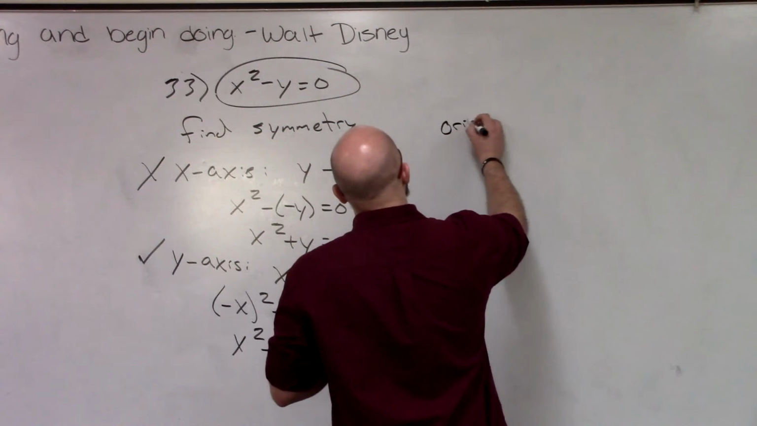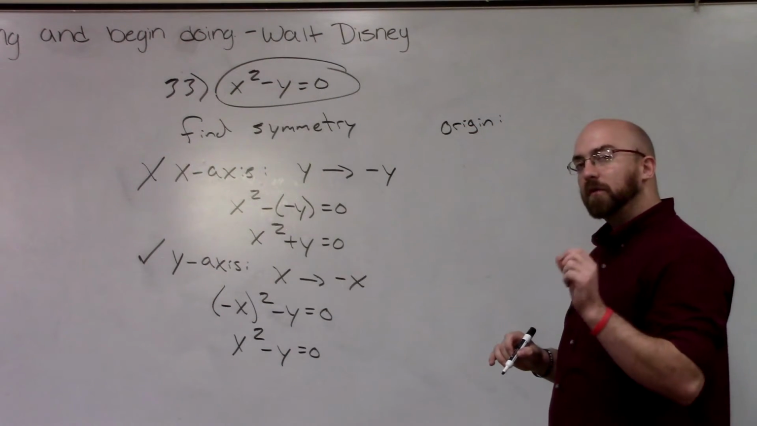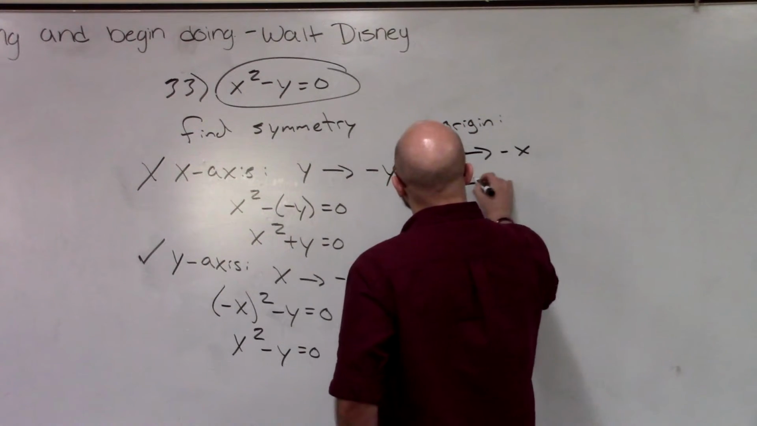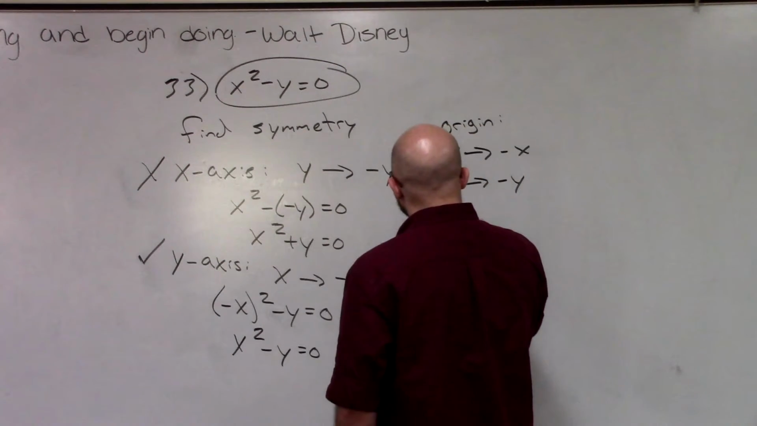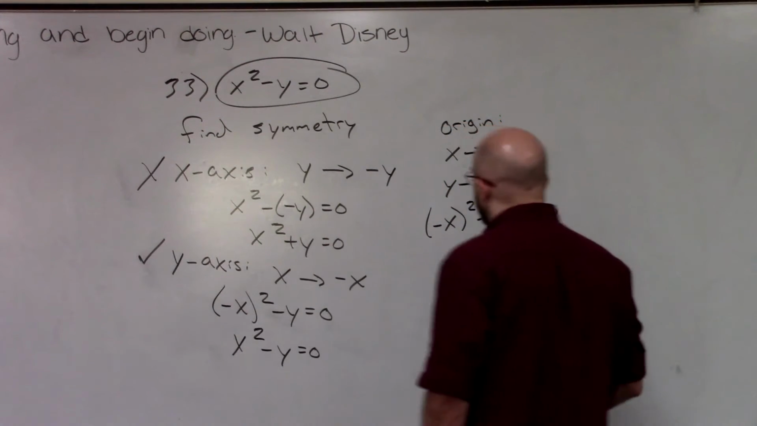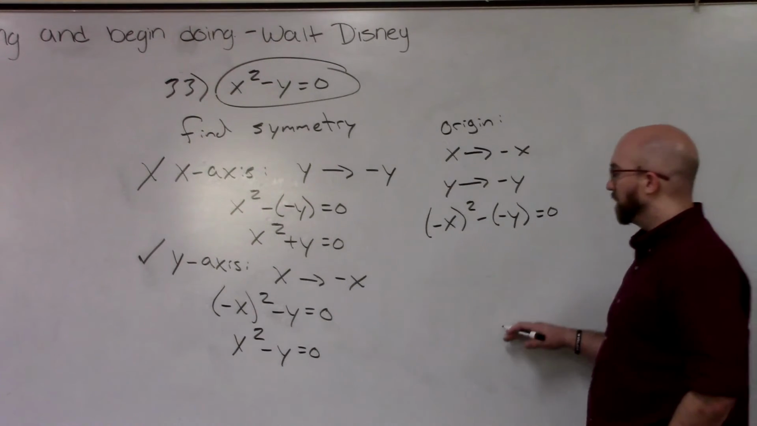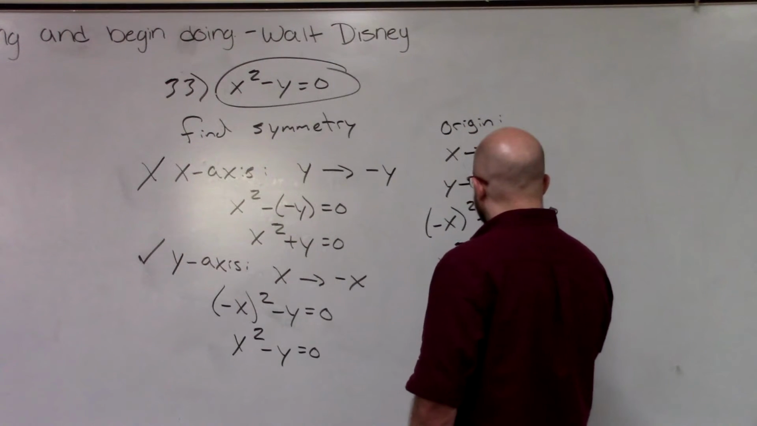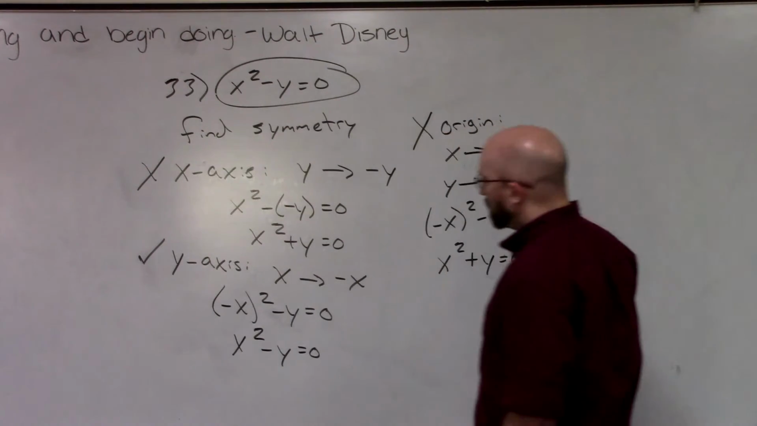The origin, okay, that's where we plug in a negative for both x and y. So x, negative x, y, negative y. Okay, so we're going to have negative x squared minus negative y equals 0. Let's go ahead and simplify it, or solve the negative dilemma we have going on. So this is x squared plus y equals 0. That also does not look like this, so it does not work around the origin.